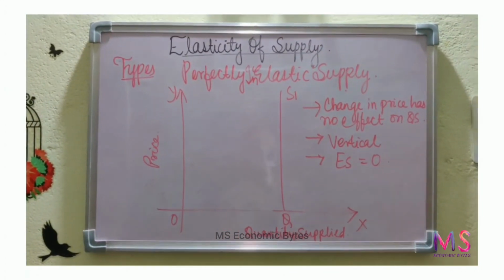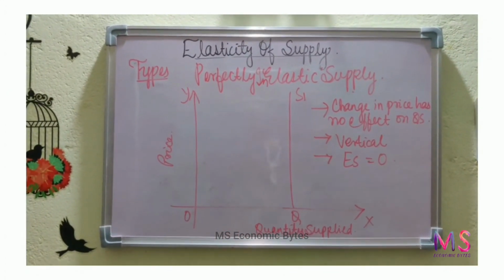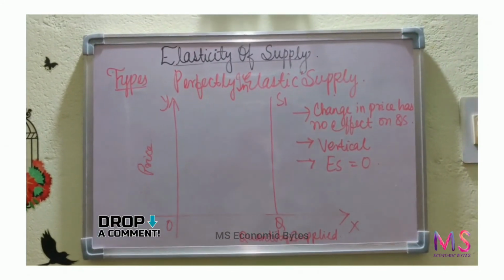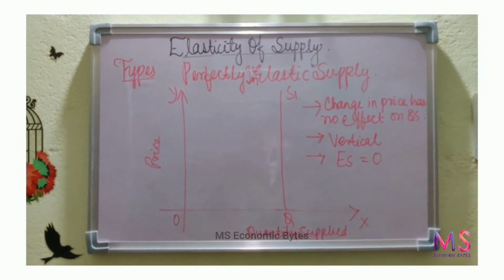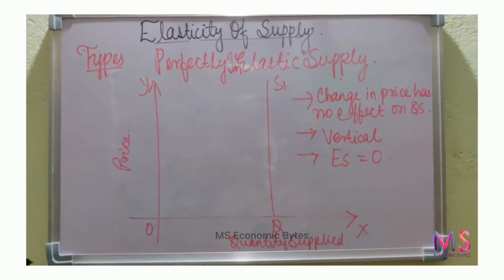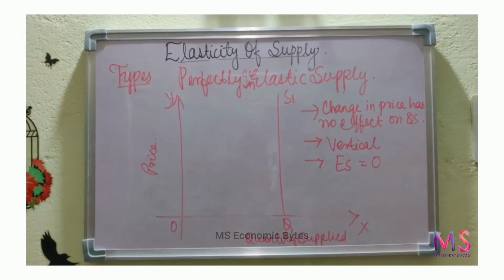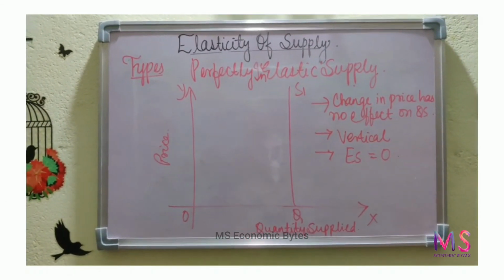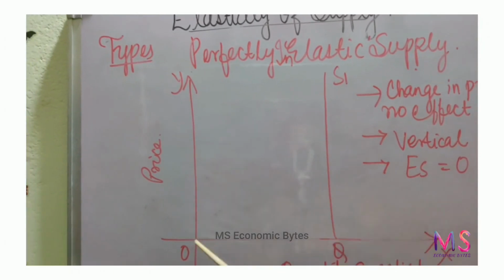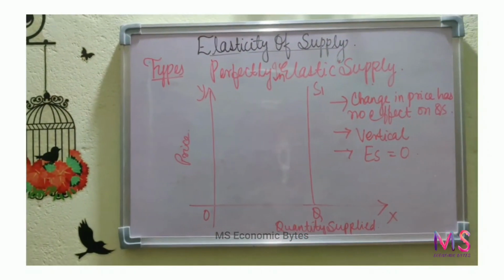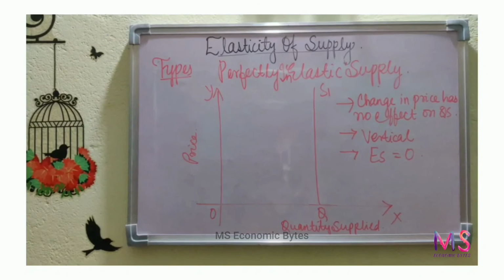Now the last type of elasticity of supply is perfectly inelastic supply. In case of perfectly inelastic supply, change in price has no effect on quantity supplied. The supply curve is vertical and it is parallel to the OY axis, and the value of elasticity of supply is equal to 0.